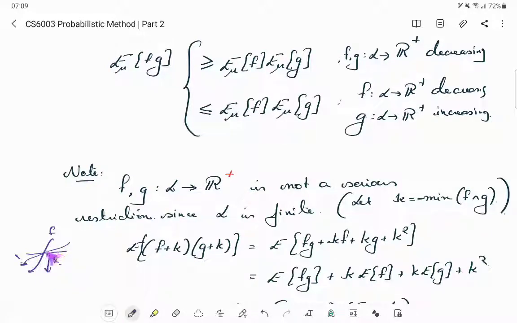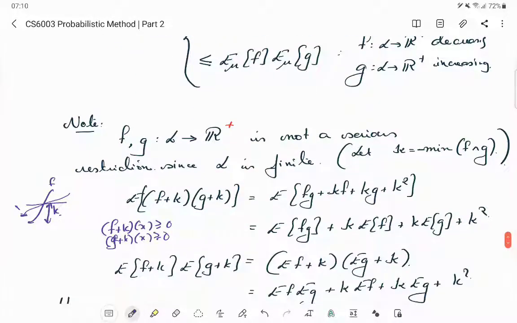Well, this is easy. All I'm trying to say is that I can add a constant to f as well as g to make them functions to R plus. Instead of considering f and g, I can consider f plus k and g plus k. So even if f is not to R plus, this f plus k of x is always greater than or equal to 0, and g plus k of x is always greater than or equal to 0. So they will satisfy the requirements for the FKG inequality.